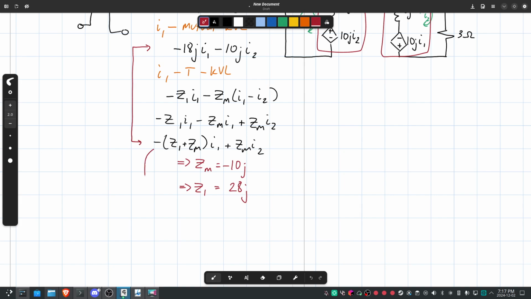Now if you fill this out with the values that we've gained, what do we get? We get negative 18J I1 plus, sorry, minus 10J I2. That's what we want. We have now determined ZM and Z1. Any confusion about what we just did?